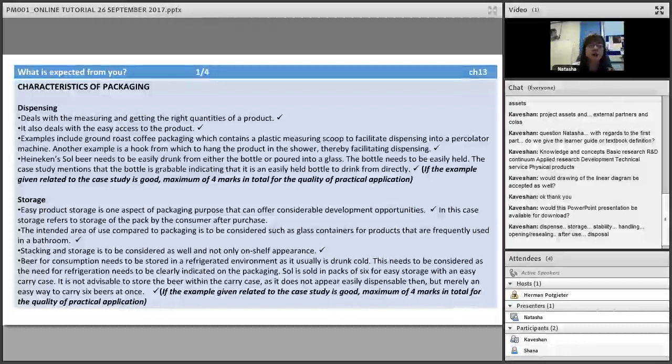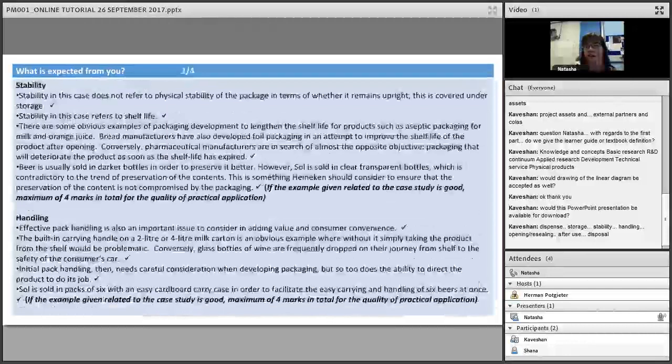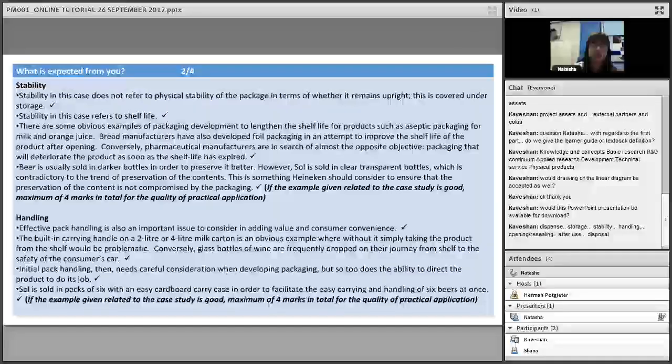Now, remember that beer, now going back to the case study, this is the application part, needs to be refrigerated because it needs to be drunk cold. This needs to be indicated on its packaging. And its packaging needs to be such that it can be stored easily. Now, given in the case study, you will be able to see whether it can be stored easily or not, and then make suggestions to Heineken.